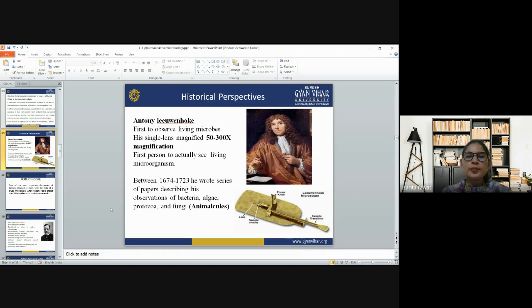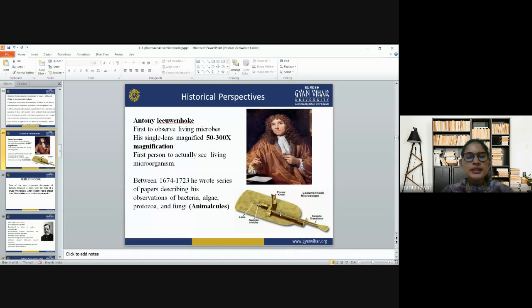Coming to some historical perspective, Antony Leeuwenhoek was the first to observe living microorganisms, and his single lens magnified 50 to 300x. As you can see, this is the picture of the first microscope used by Antony Leeuwenhoek. He manufactured it, and his single lens magnified 50 to 300x. He saw the first living microbes in this particular microscope. So he was the first person to actually see living microorganisms.